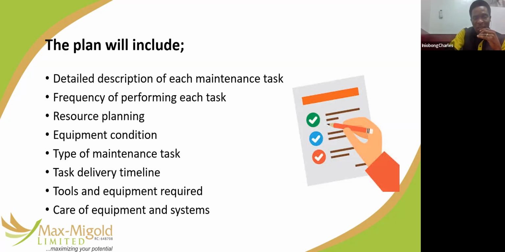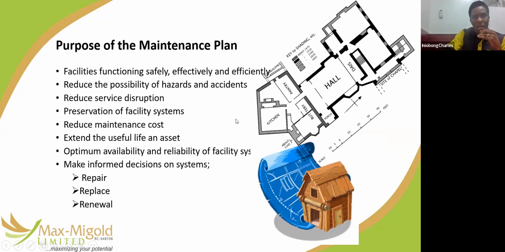Now, care of equipment and systems. So your equipment must be cared for, and the systems must be cared for. Now, what is the purpose of the maintenance plan? What is the purpose of maintenance plan? You can decide to do random maintenance. You can just decide, today I will go around and service the AC. It won't work, because you will be unable to put down the right resources. So we need a maintenance plan to guide us to do the work efficiently and effectively.